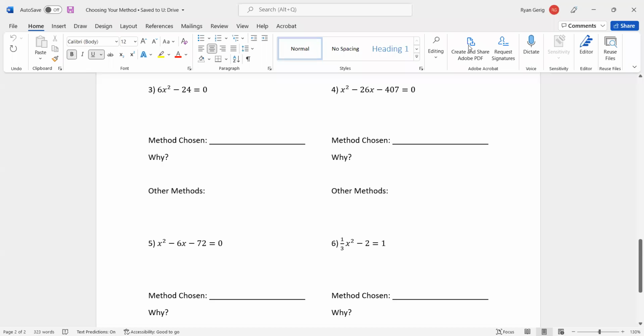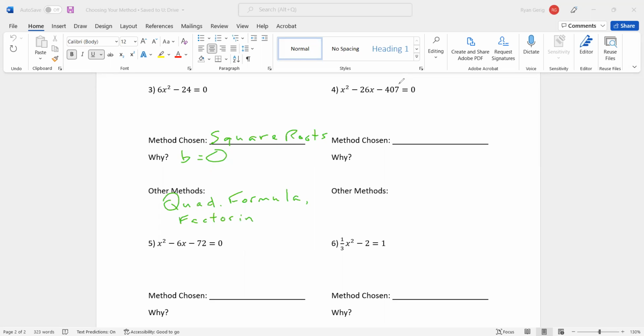And let's see here. Right away on number 3, I see square roots. Why? That's a great reason right there. B equals 0. Other methods you could use, if you're crazy, use the quadratic formula. If you remember the special cases with factoring, you could actually do factoring here. But I would say square roots is probably my easiest on this problem.